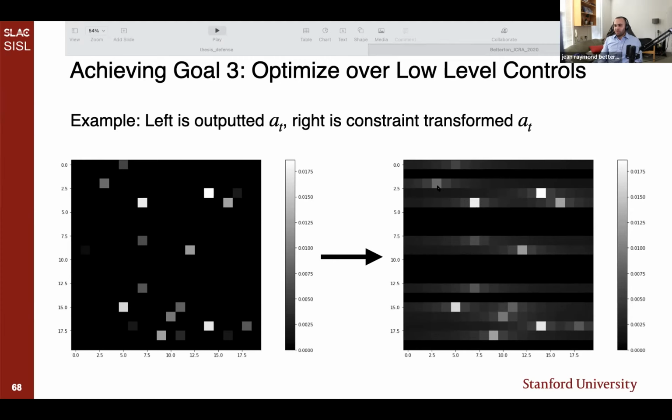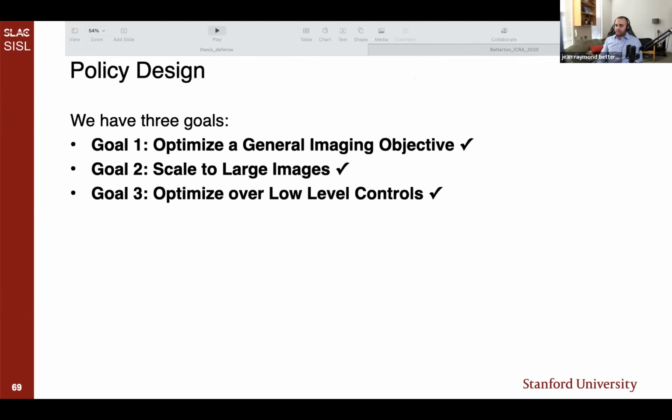And so this problem is combinatorially hard, so this isn't optimal by any means, but we have a heuristic approach for relaxing the outputted exposure times to feasible exposure times that we can actually run on hardware. And this is actually what we would run in simulation to train our policy. So even though our policy outputs this, its rewards are being judged based off of a feasible trajectory that's being transformed. All right. So that's how we optimize over low-level controls.